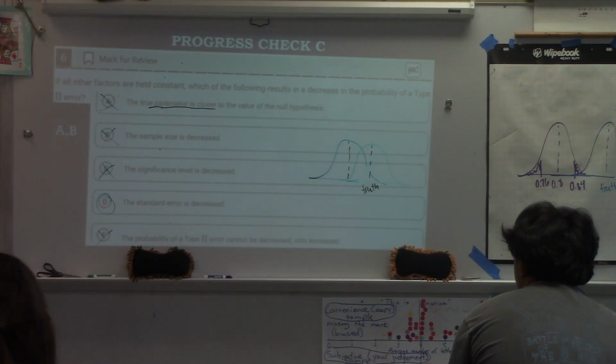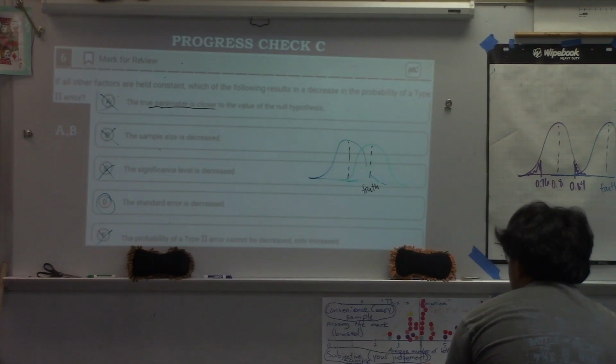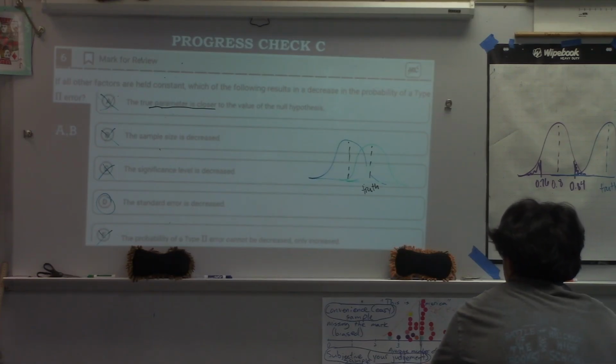Oh yeah, if the sample size goes up, power goes up, which means if the sample size goes down, the power goes down, and the probability of type 2 error goes up. Okay. So, the other thing is, if the standard error is decreased, when does standard error decrease? When the sample size goes up. The standard error decreasing is kind of like saying the sample size goes up. It's not the only thing that affects the standard error, but it's the most common one.